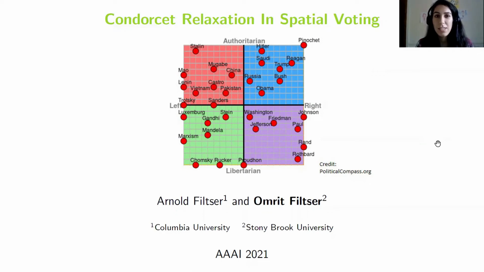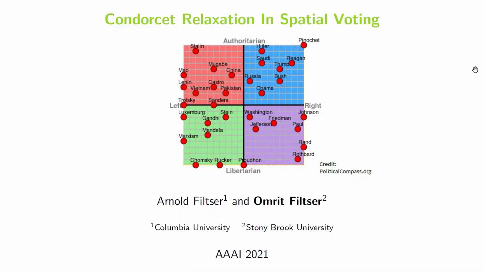I am Omrit Filzer, and I will tell you about Condorcet relaxation in spatial voting. This is joint work with Arnold Filzer. This figure is taken from a website called thepoliticalcompass.org.